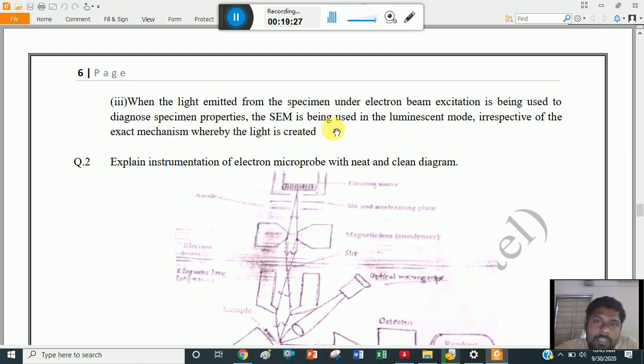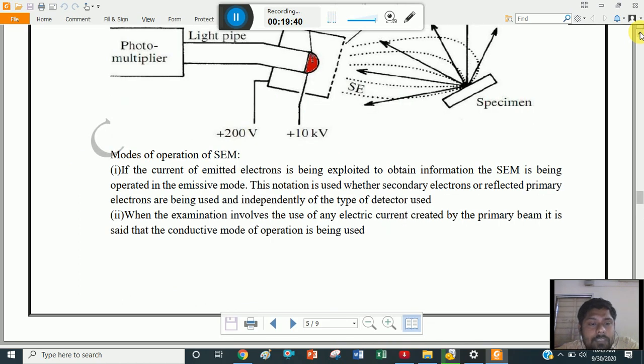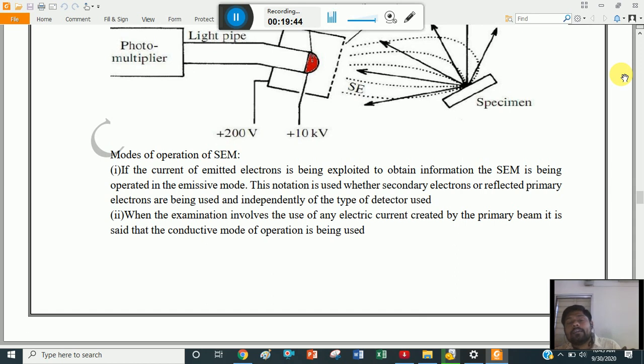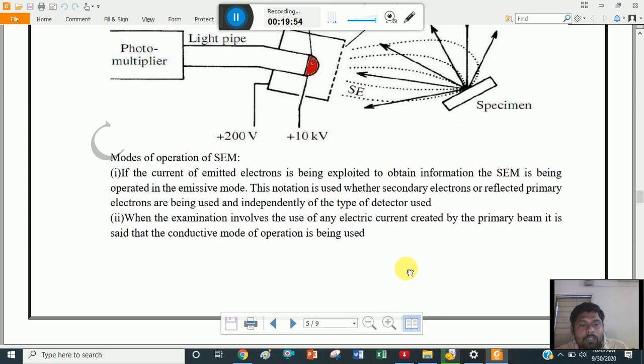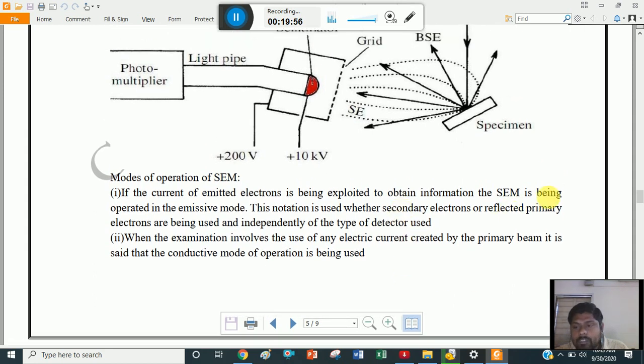So three modes are there: the luminescent mode, when the light is examined; the conductive mode, when the primary beam generates the electrons; and the emissive mode, when electrons are generated by the atoms present on the surface, or the electric current generated by the specimen or the sample. So: emissive mode, conductive mode, and luminescent mode.